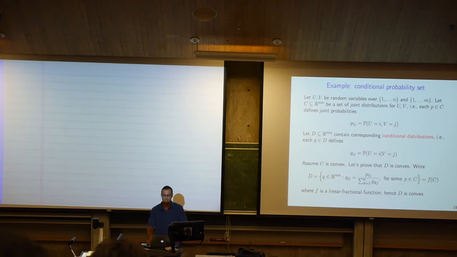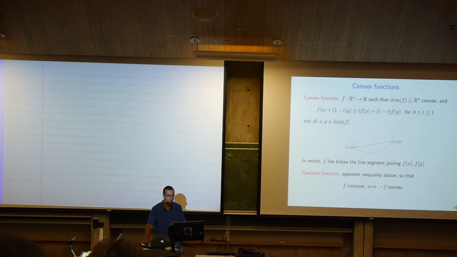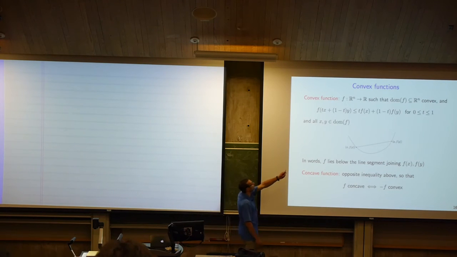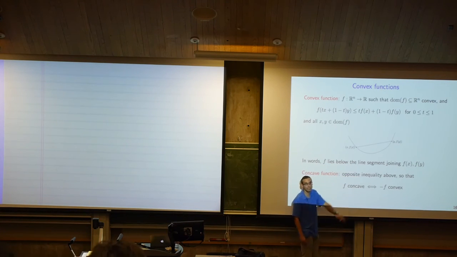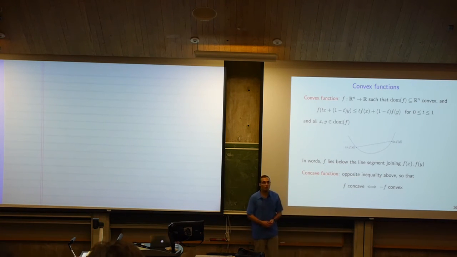Okay, so let's go on to convex functions just in the interest of time. Remind you that's the definition. The domain must be convex. You must have the graph of the function lying below the line segment. That's the definition of convexity for a function.